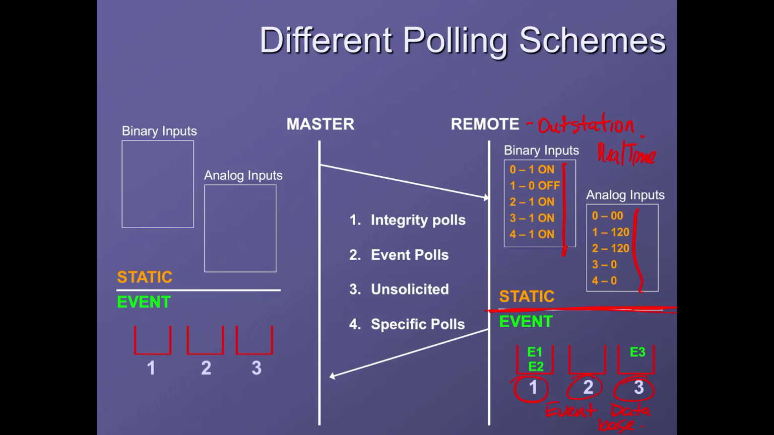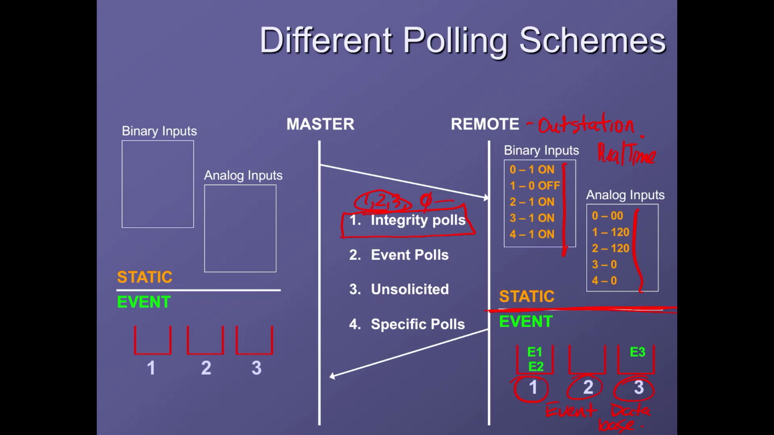So if we look at the different polls that our DNP master is capable of in terms of these class and data objects, the first one that we would look at is this integrity poll. Now if you go back to that slide, remember that integrity poll is a class 1, 2, 3, 0 data poll, which class 1, 2, 3 is all the events, and class 0 is real time.